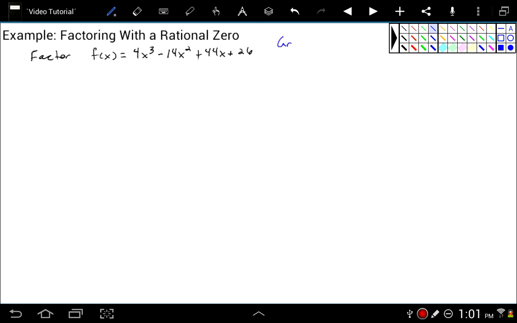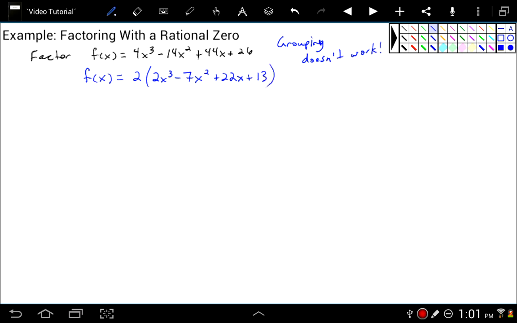Okay, so that's our standard technique. Grouping doesn't work. So try that, see why it doesn't work. Actually there is a GCF, so we could pull that out. So we could pull a 2 out, leaving 2x cubed minus 7x squared plus 22x plus 13.